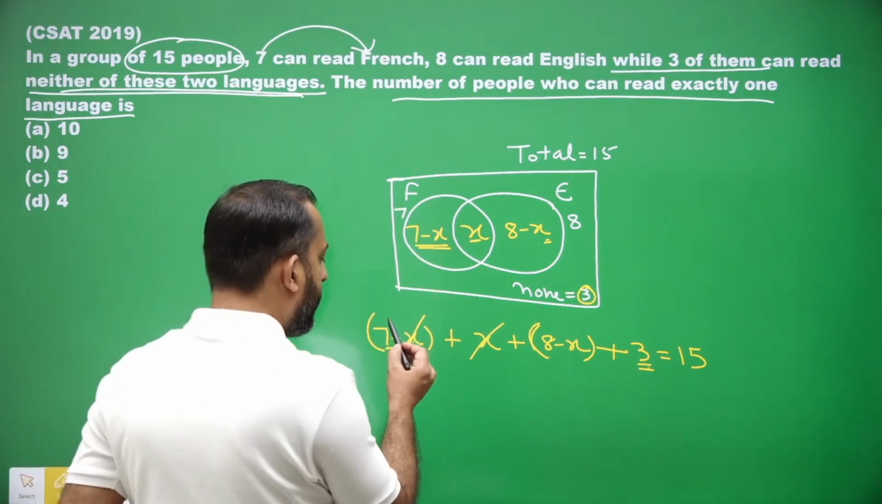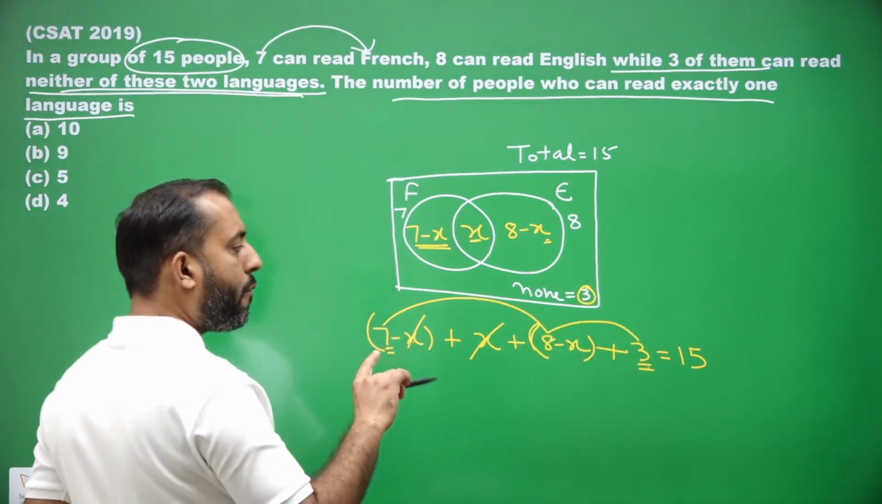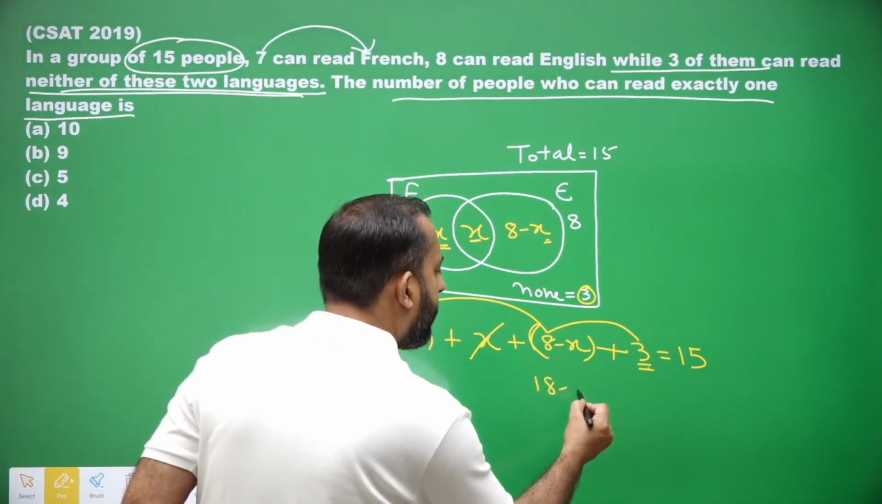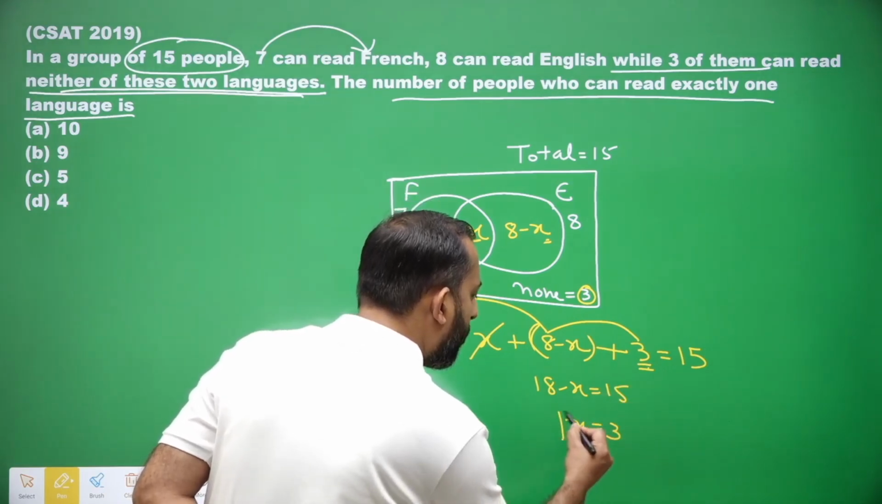Now X gets cancelled out. 7 plus 8 is 15. 15 plus 3 is 18. So 18 minus X equals 15, and if you solve this further, the value of X is 3.